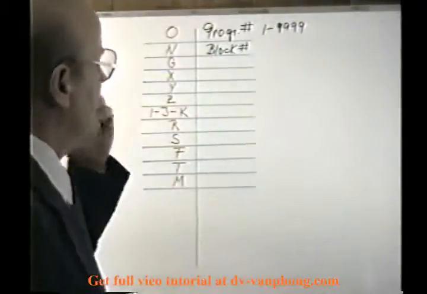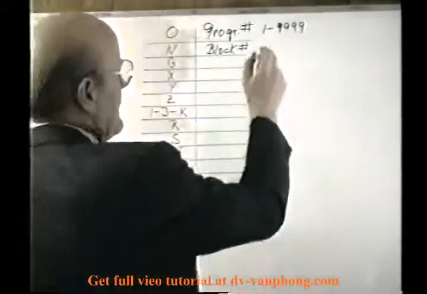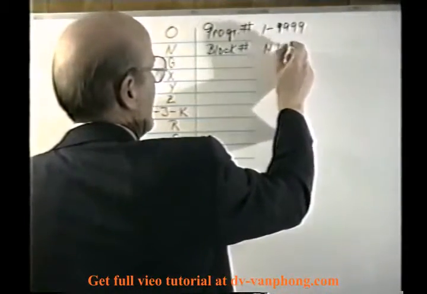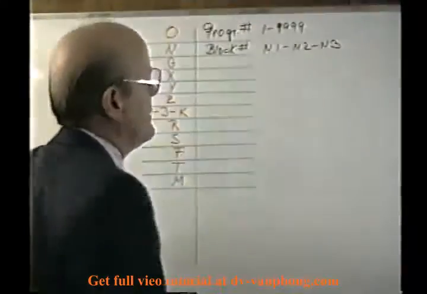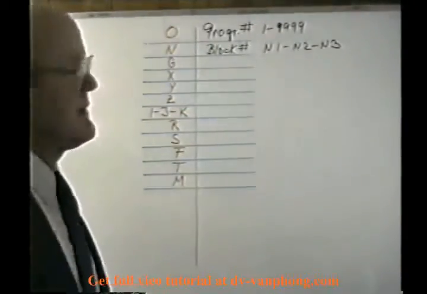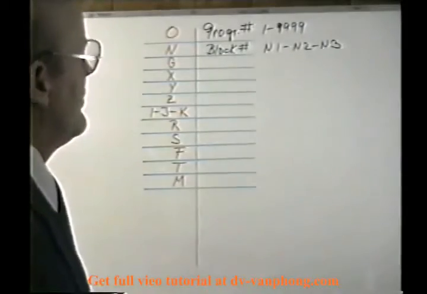The typical way to do this would be to go N1 followed by N2 followed by N3, etc. There's a lot of freedom in this. You can program without block numbers.